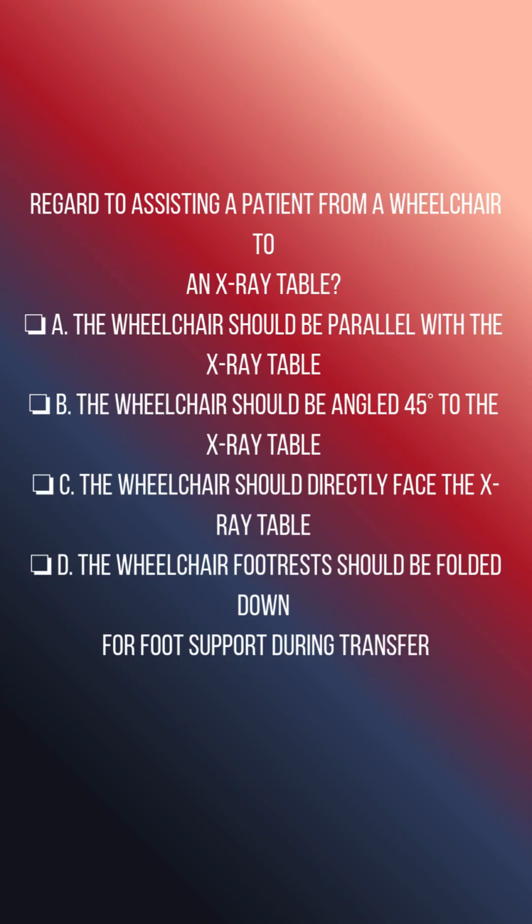To assist a patient from a wheelchair to an X-ray table, what do you do? So when a patient comes into the room on a wheelchair, there are certain things you need to do. First and foremost, you lock the wheels. If it's a stretcher, you lock the stretcher because you don't want it to turn while you are carrying the patient, so the patient doesn't fall off or trip. So you lock it first.